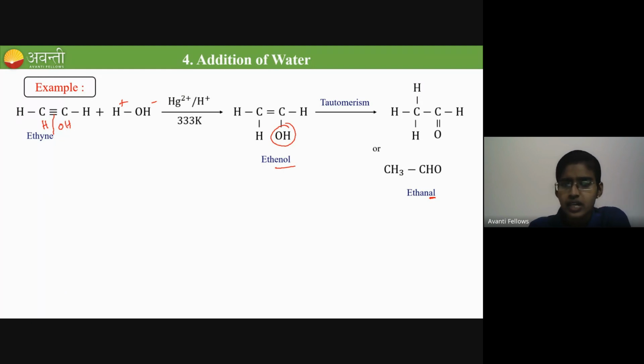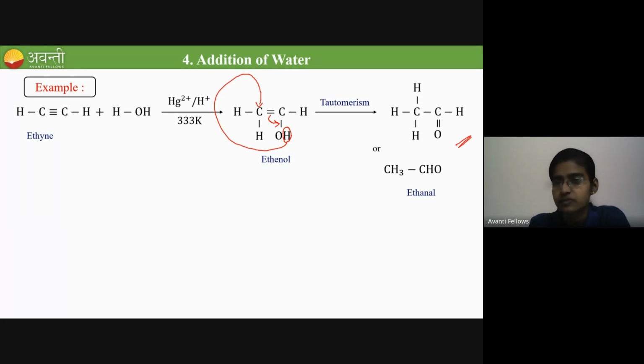How we are getting this: you have to shift the hydrogen which is attached to oxygen to this carbon, and shift the bond here. You will get this aldehyde. I'll show you. Take this hydrogen which is with this oxygen and put it on the alkene carbon, and shift the double bond here. You will end up with this product, CH3CHO, ethanal. Is this clear? I'll show you one more example also.